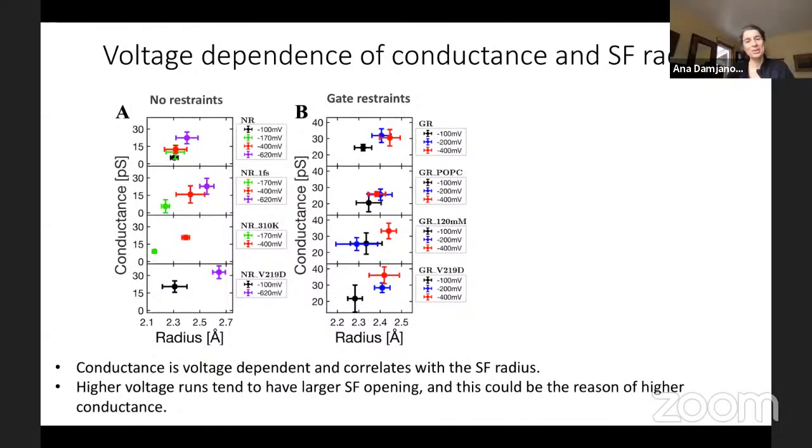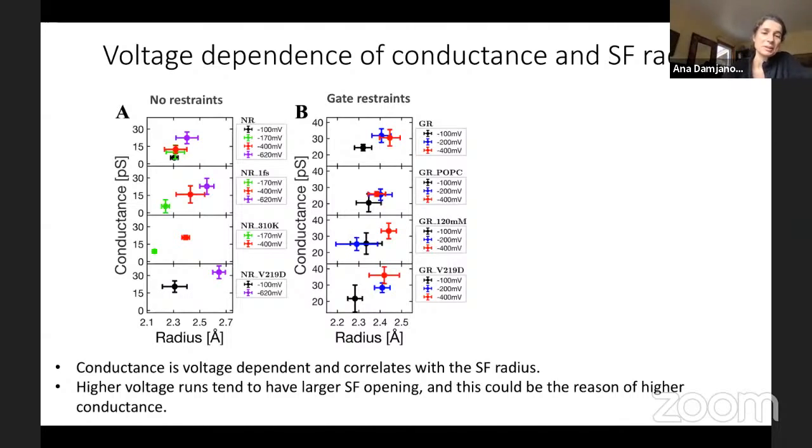And then we did a lot of simulations, actually a total of 170 different simulations. I'm not showing all of them, and they were all 500 nanoseconds long. They were performed with different voltages. We noticed that higher voltage results in higher conductance.